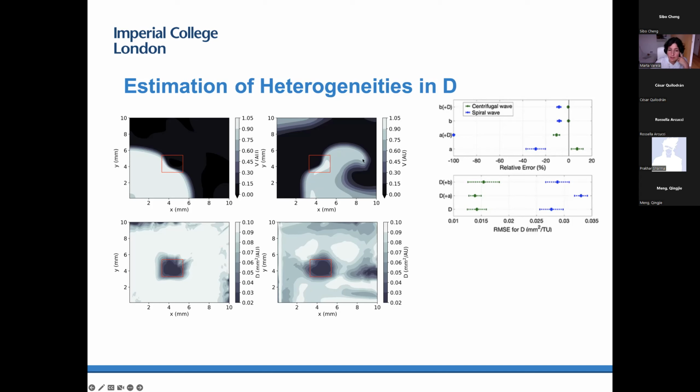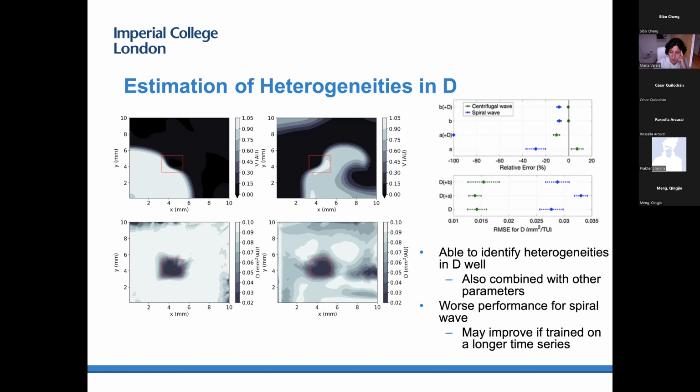I think if we had a longer time course, the tip would move across space and this would probably disappear as well. You can also do this and estimate the other global parameters, B and A, at the same time, and those are well estimated as well.